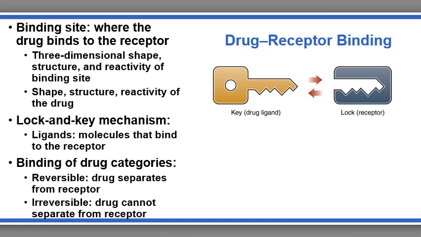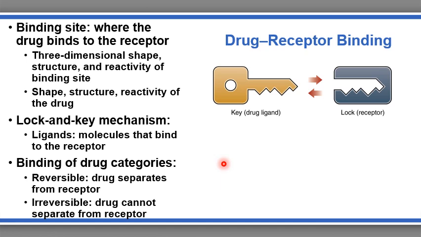So looking at this, the site on the receptor where the drug binds is called the binding site. If we're looking at some of the information here, drug-receptor binding is related to the three-dimensional structure, shape, and reactivity of the binding site, and the inherent structure, shape, and reactivity of the drug. So basically, those two things have to be compatible with each other.